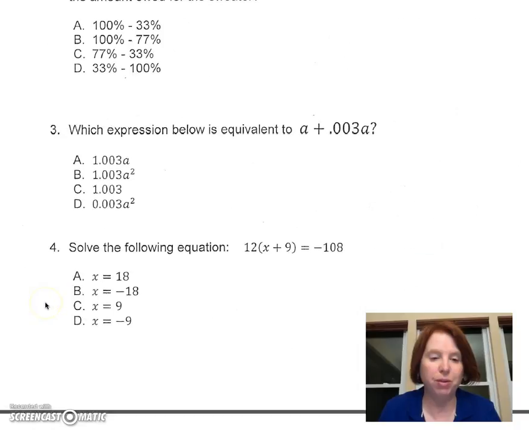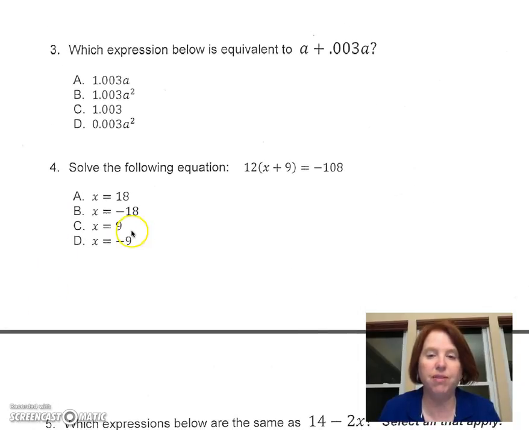Okay, moving on to number 4. Solve the following equation. 12(x + 9) equals negative 108. Is A, x equals 18, B, x equals negative 18, C, x equals 9, or D, x equals negative 9? Solve the equation and figure out which of those 4 answers is correct.